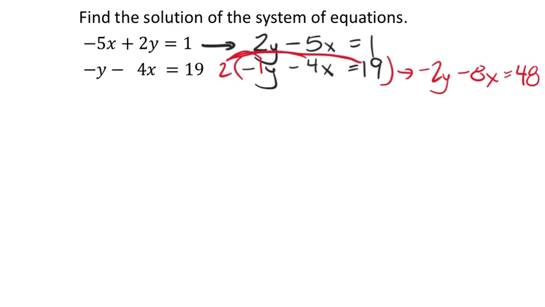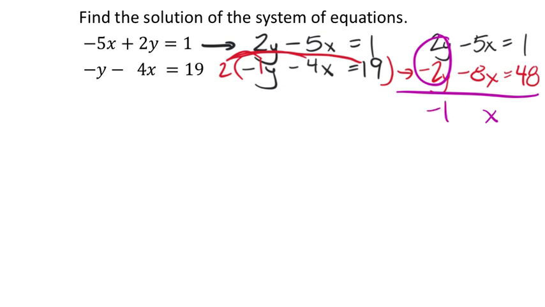So this is my equation. The top equation I don't need to do anything to, because the coefficients of y are now opposites, 2y and negative 2y. But we also have the negative 5x, and this equals 1. With this, we should be ready to eliminate the y's because they are opposite coefficients. 2y minus 2y will zero out as planned. Then our x's: negative 5x minus 8x will be negative 13x. And this is going to equal 1 plus 48, which is 49.